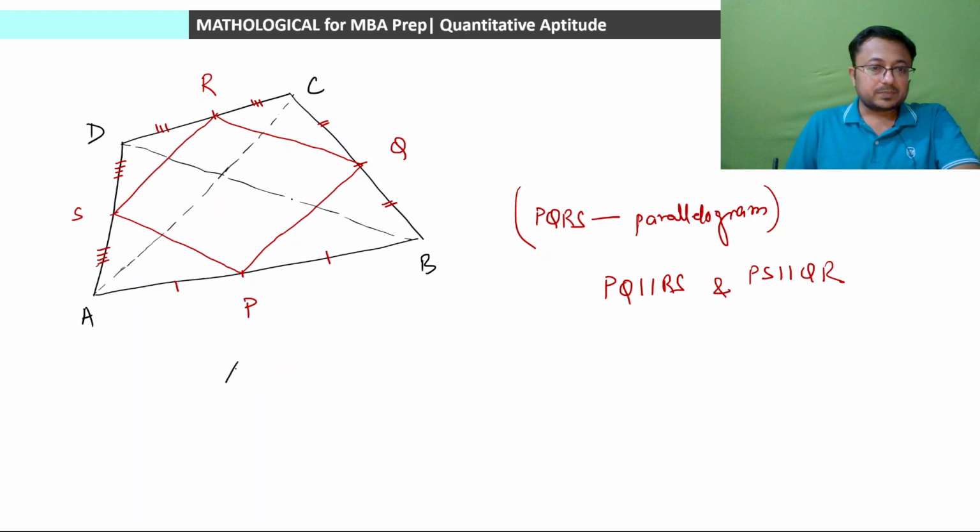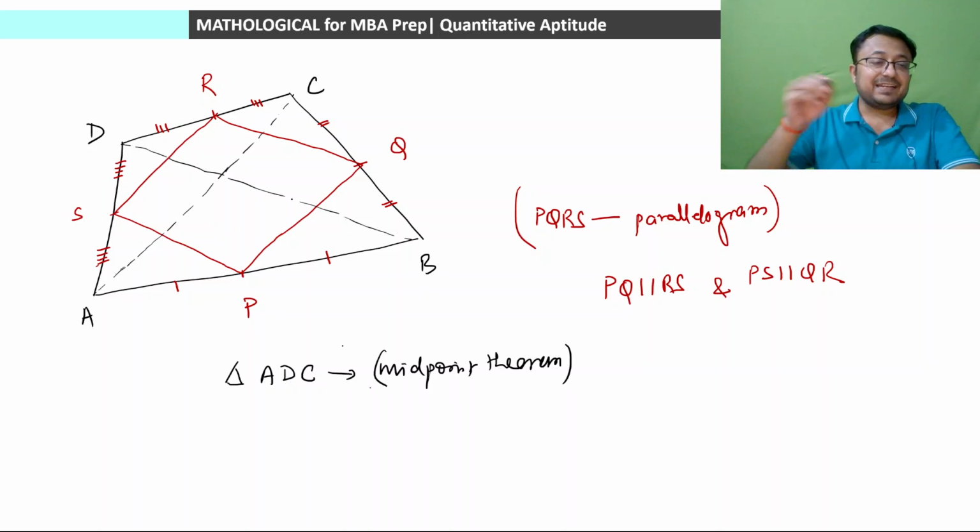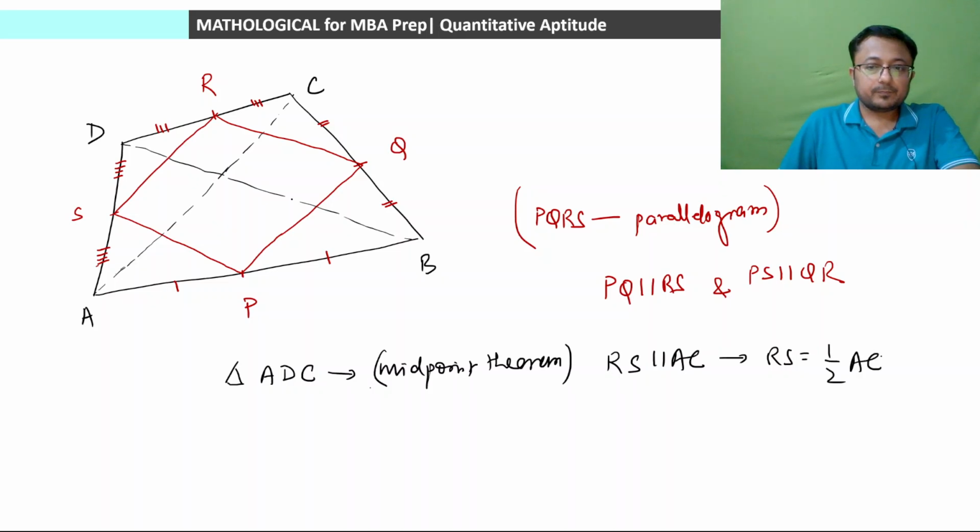so now you can observe that in triangle ADC, as per midpoint theorem, triangle ADC में midpoint theorem से you can observe that S and R are midpoints of AD and CD. So if S and R are midpoints, in that case we know कि SR or RS is parallel to AC, and not just that, RS is also equal to 1 by 2 AC.